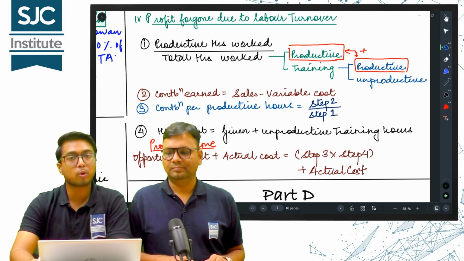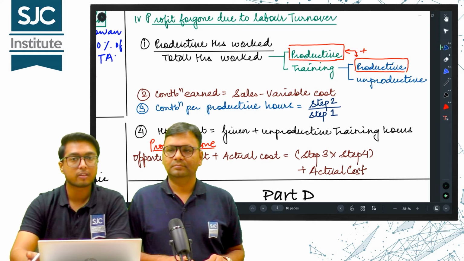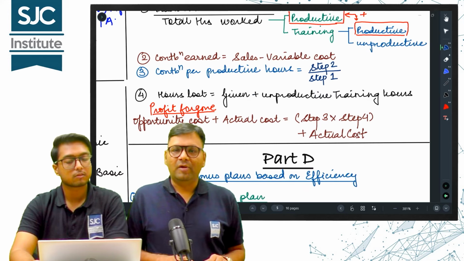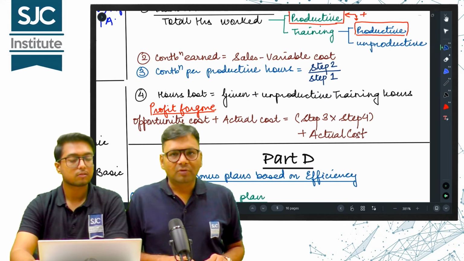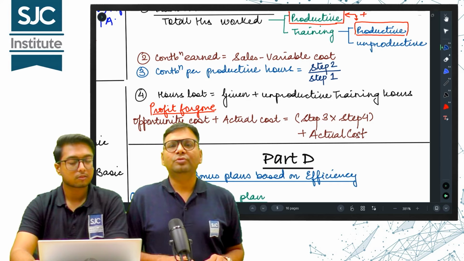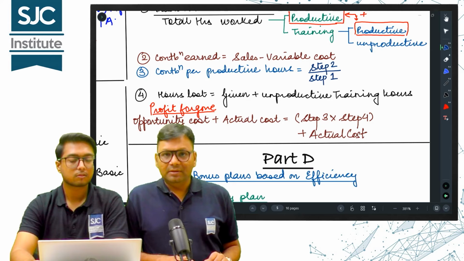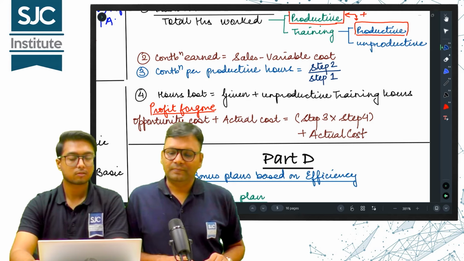Second step, contribution earned, which is equal to sales minus variable cost, or sales into PV ratio. The third step is contribution per productive hour, which is equal to step 2 by step 1. Fourth step is to find out the total hours lost due to labor turnover, which is equal to whatever hours given in the question, the hours lost due to vacancy plus unproductive training hours.